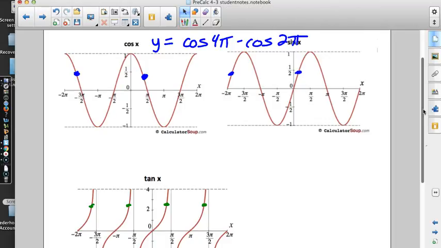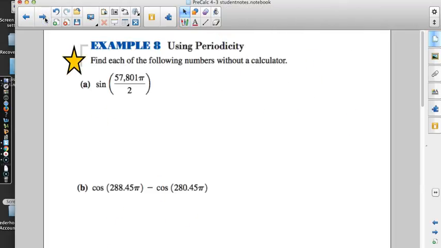So on the next page, we don't want to think, oh my gosh, look at these huge numbers. We want to think about the period of the function. So, wow, I don't know about you, but I'm not drawing 57,801 pi over 2. So there must be something about this that we're supposed to recognize. And that something comes from realizing that every 2 pi, this is going to repeat and start over. So we could grab a calculator and figure out how many rotations this is going to go. So if we take 57,801 and divide it by 2, we get that.